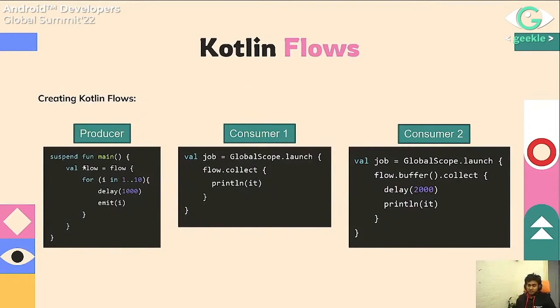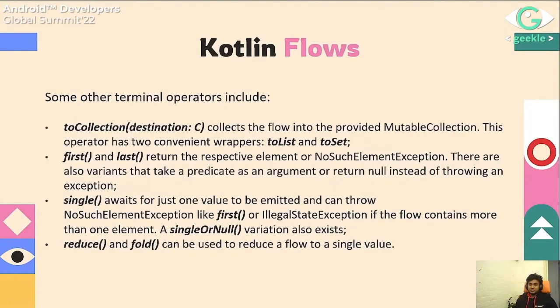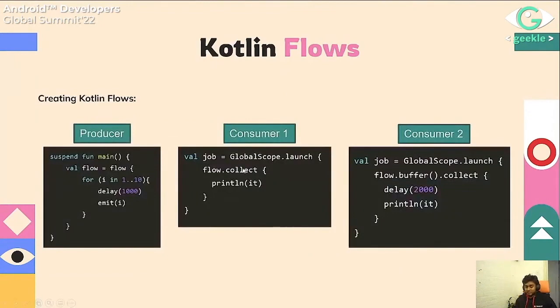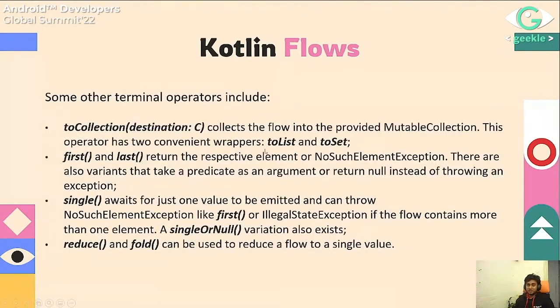Here is a function acting like a producer, which is producing the data and emitting it to the data stream. Consumer one is basically collecting data from the data stream or producer, and consumer two is also doing the same thing. So basically this is the producing of data, and consumer one and consumer two consume the data using flow. Now, some other terminal operations include toList, first and last, single, reduce, or fold. As I said earlier, using the collect keyword, Kotlin flows collect data from the producer. So other operations are there, like toList.